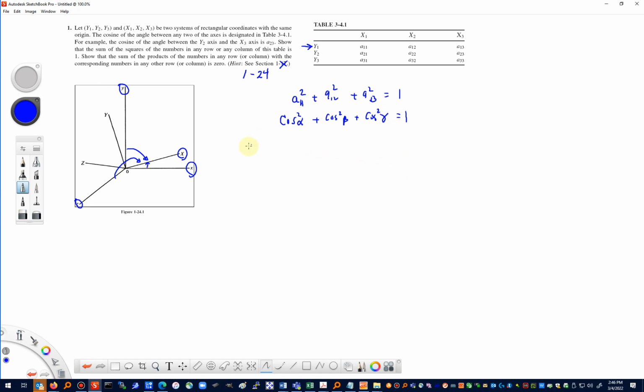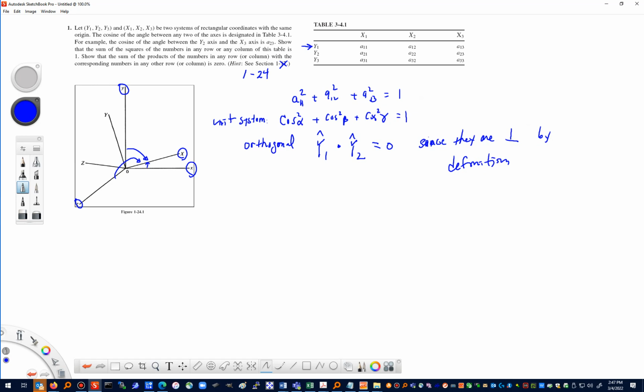Now the fact that these are orthogonal systems also means that if I were to take the dot product between this row and some other row, then I get 0. So Y1 dotted with Y2 would be equal to 0. So really that's kind of all that I would expect out of this problem, but it's just trying to make you think about it.